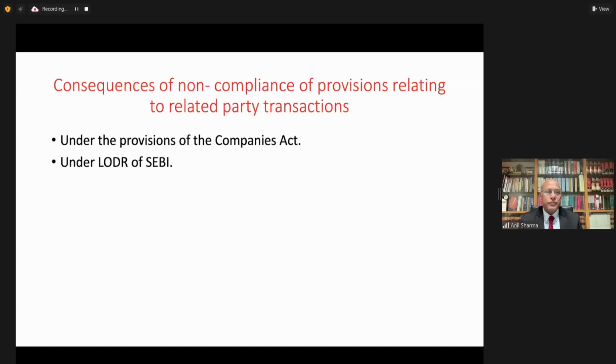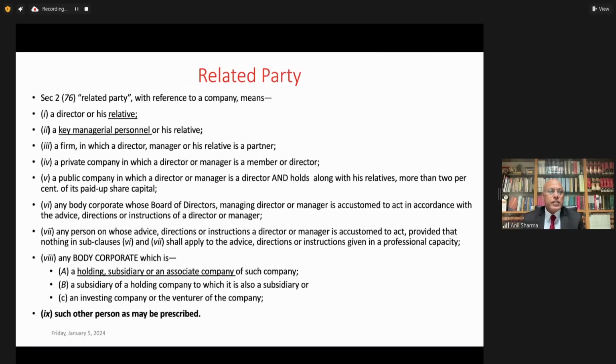And then of course the fourth part, which is also important, is what are the consequences if those related party transactions are not entered into as per the law, and compliances have not been made. What are those consequences which will follow, whether under the Companies Act or under LODR? That also I am going to discuss with you. So let's start with the compliance part itself.